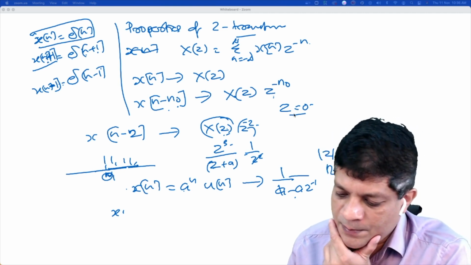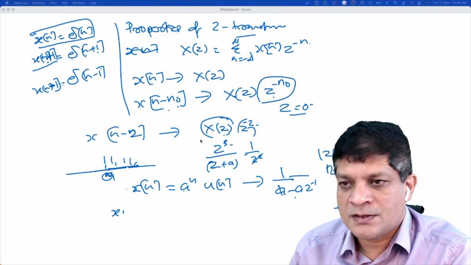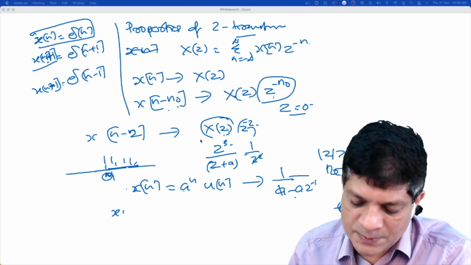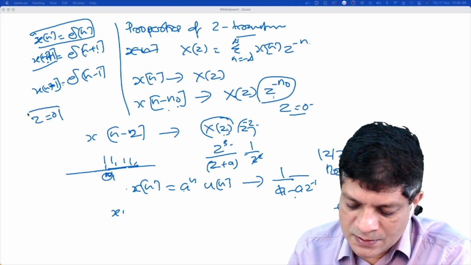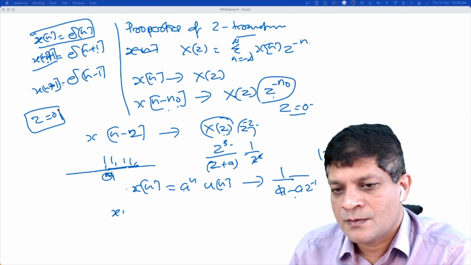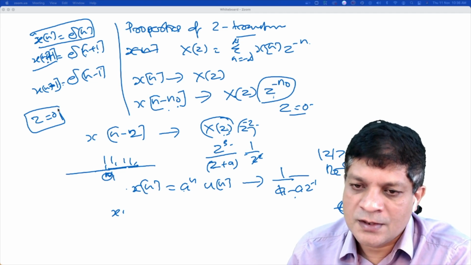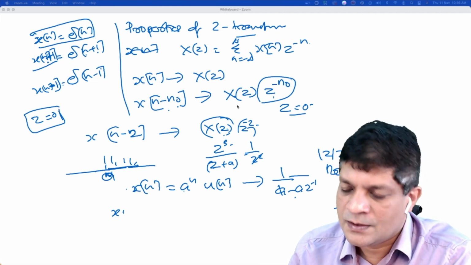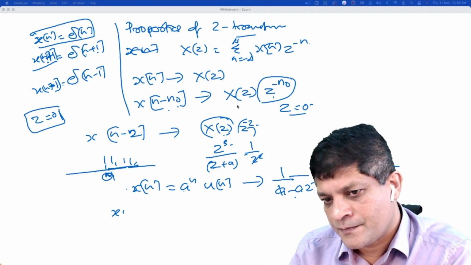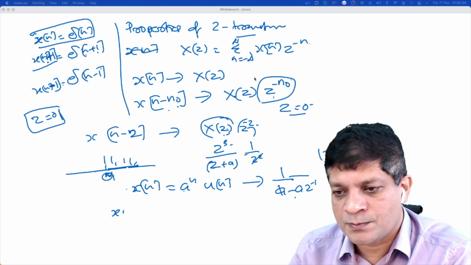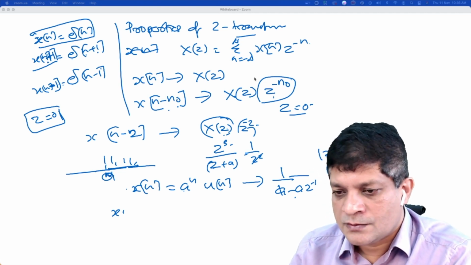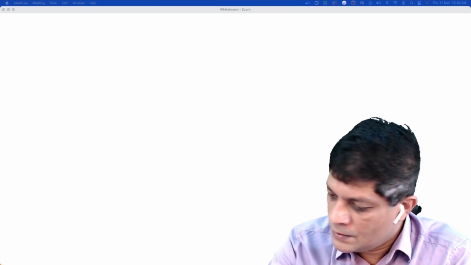Okay. So the property is that there may be a change in the ROC. The only change will be at this point. This point may not be in the ROC. If earlier it was in the ROC, there is a possibility that it will get cancelled because of the newly introduced pole. Okay. So that is the only change.